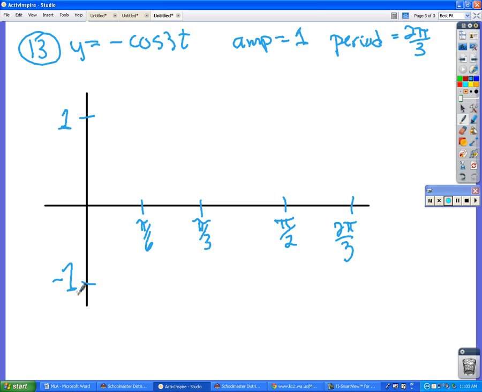Then you sure can. All right, now as Katie pointed out, since it's negative cosine of 3t, we're going to start down here at the bottom.